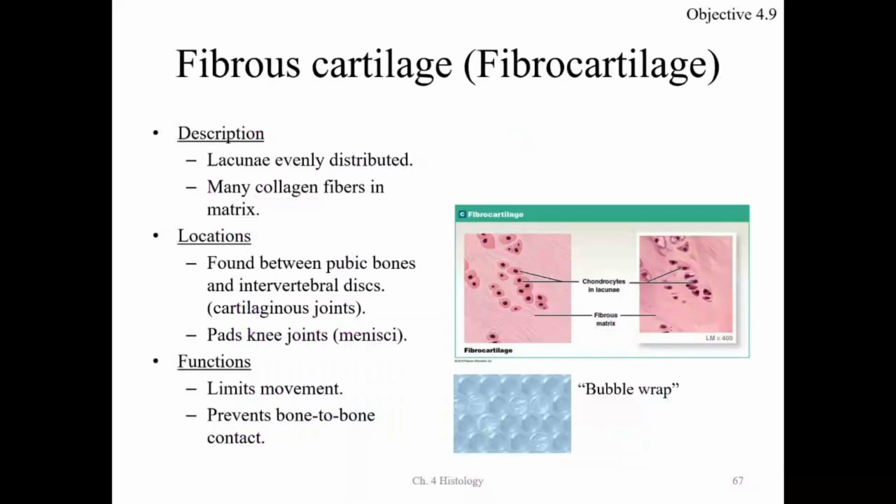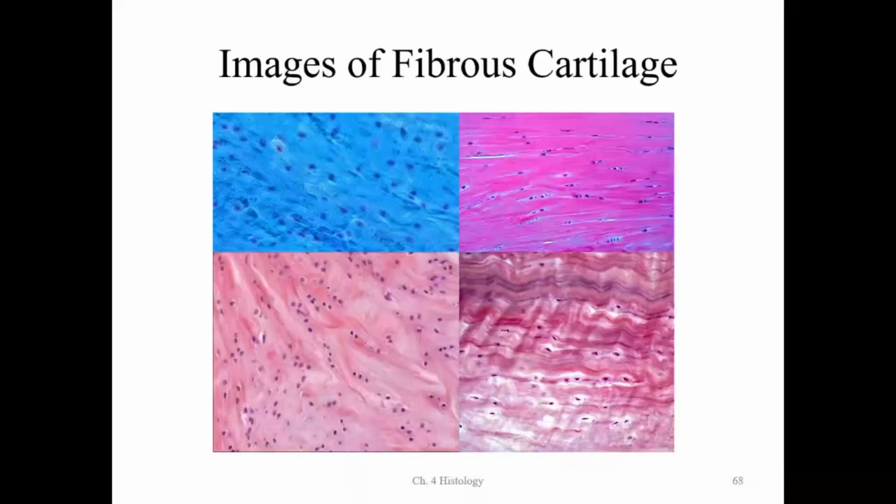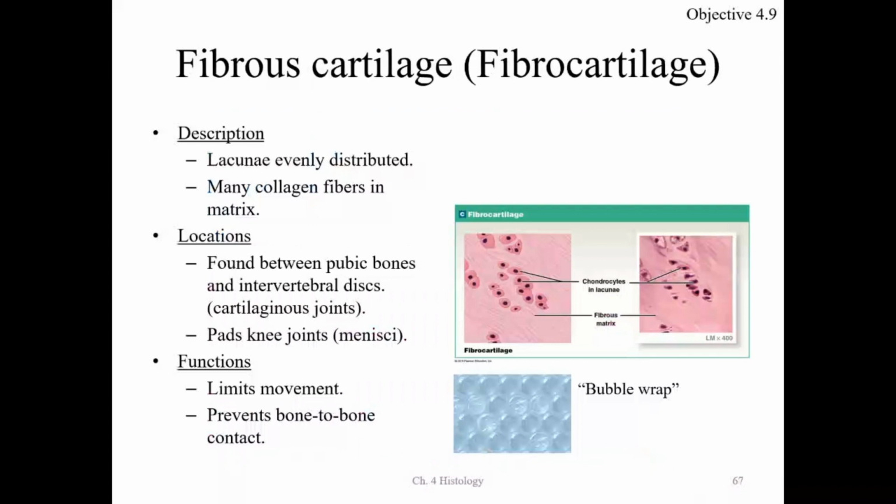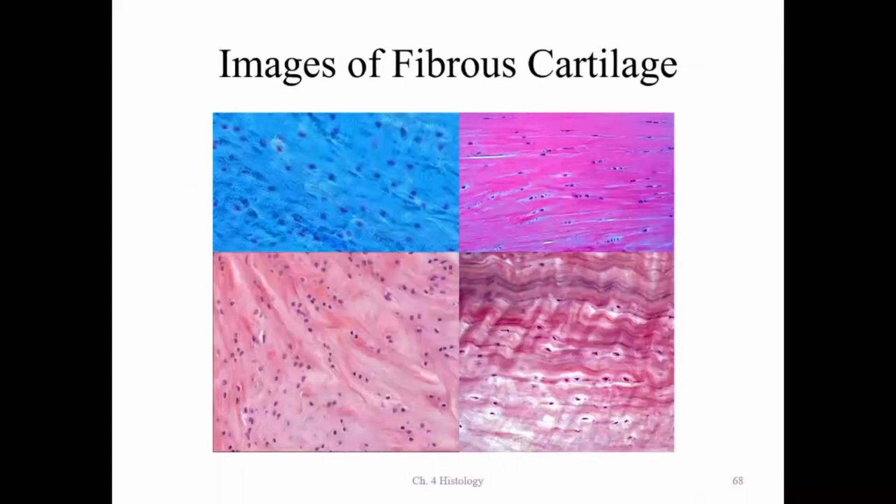And then here, I always thought this looked like bubble wrap because there's usually one cell per lacuna, very evenly distributed. A lot of these pictures of the lacuna look pretty even. But one of the things is collagen fibers in the matrix. You will see collagen fibers in the matrix. Okay? We can see the lacuna in the cartilage. Like bubble wrap. Usually kind of more evenly distributed.